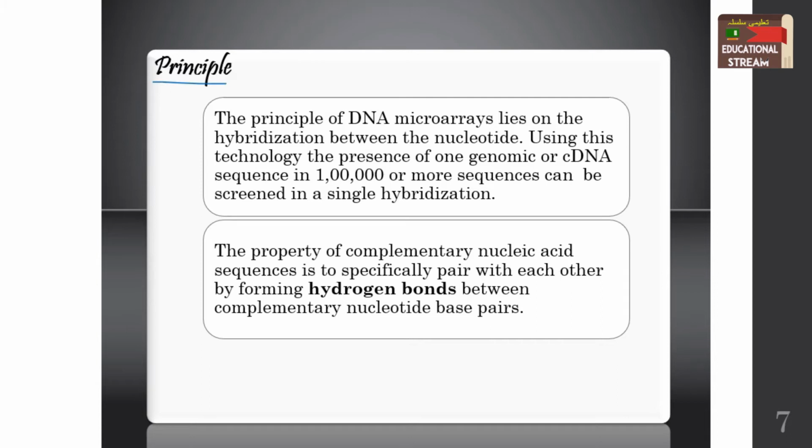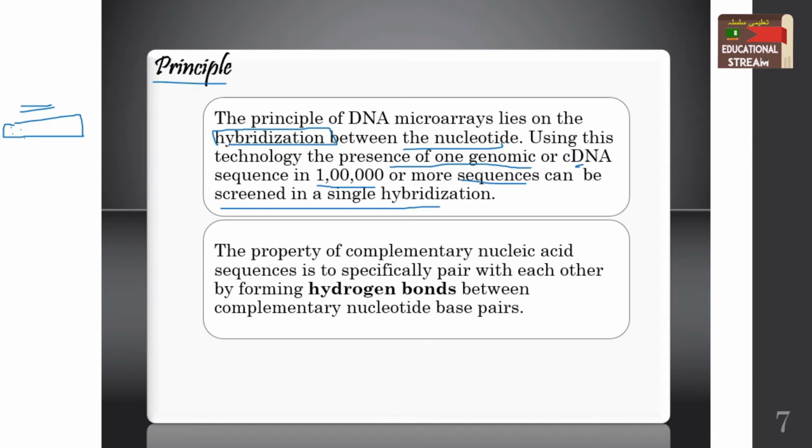Principle of DNA microarray: the principle is on the hybridization. It is based upon hybridization between the nucleotides. Which nucleotide? We have immobilized the nucleotide on the solid support, and then we are also going to apply certain samples on it, and there will be the hybridization or attachment of the two DNA molecules together. As we know that the DNA is made up of nucleotides, therefore we are saying that it is based upon the principle of hybridization. Using this technology, the presence of one genomic or cDNA sequence in 100,000 or more sequences can be screened in a single hybridization reaction.